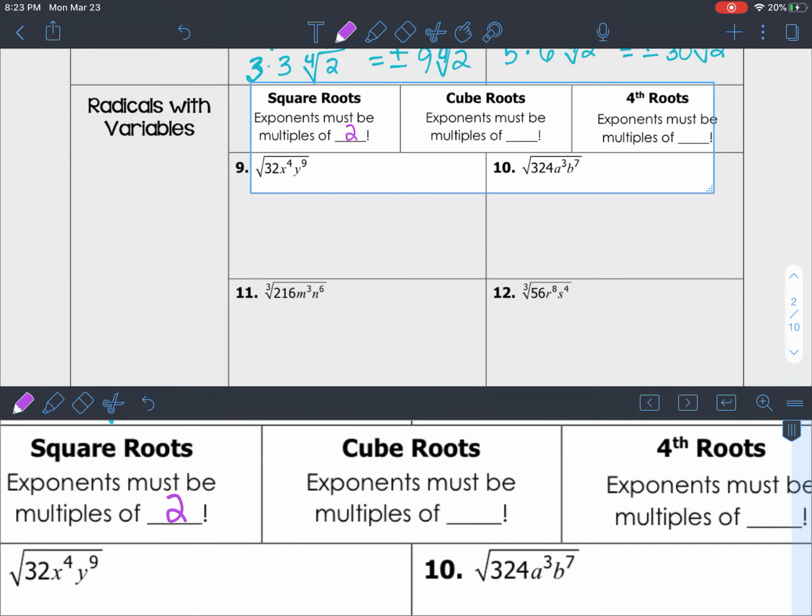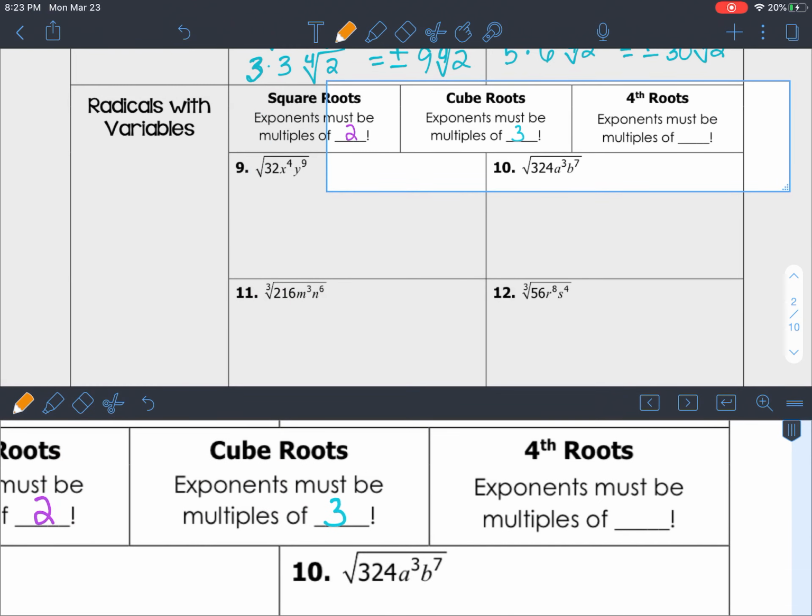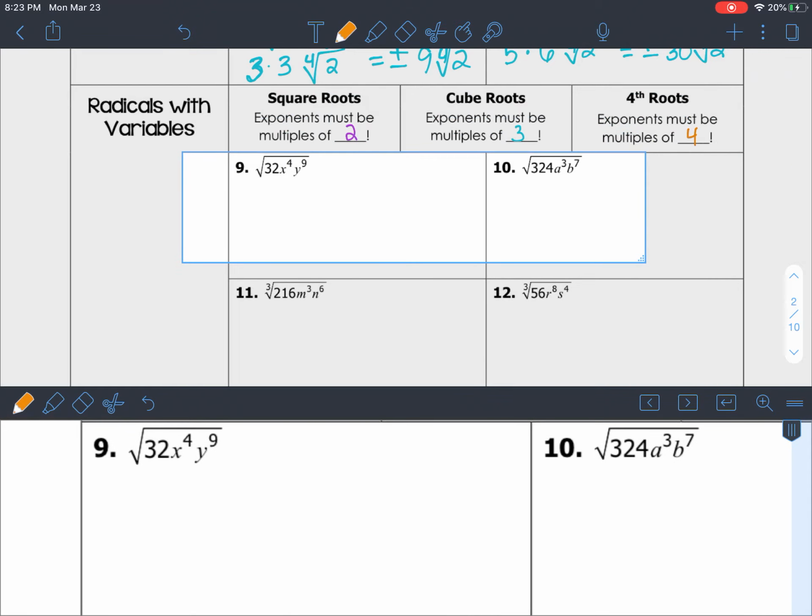So for example, if I took the square root of a squared, it would just be a, because a times a is a squared. If I undo that, I get back to a. For cube roots, these must be multiples of 3. And for fourth roots, these must be multiples of 4, right? That makes sense. So I want to break some things down here.